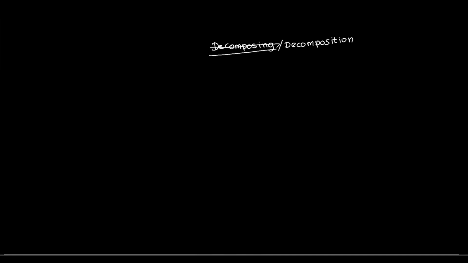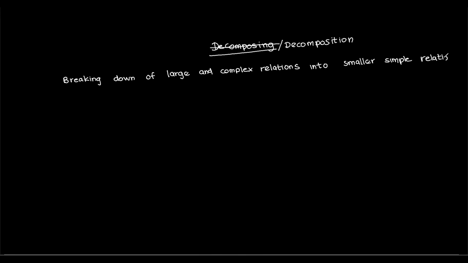So what is decomposition? Breaking down of large and complex relations into smaller, simple relations. This is what we call decomposition of relations. If decomposition is done correctly, that is what we call normalization.